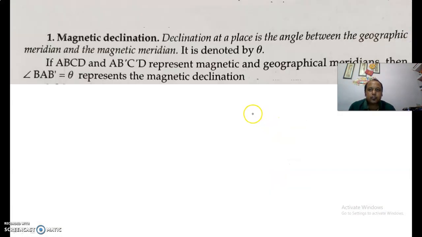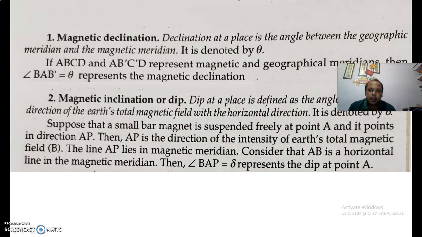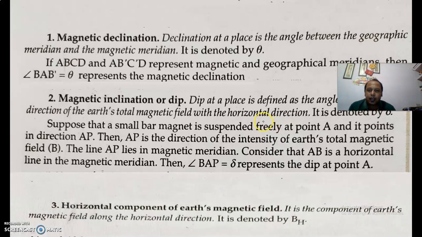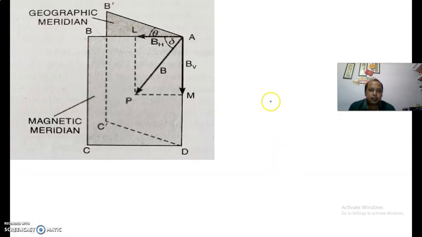So we move to the next one here. You see, this magnetic declination we have already discussed. Then magnetic dip also we have already discussed, given by del. And then the horizontal component, which is given by BH. These are very important things. You need to understand this. Now see here, we will discuss some of the terms here.